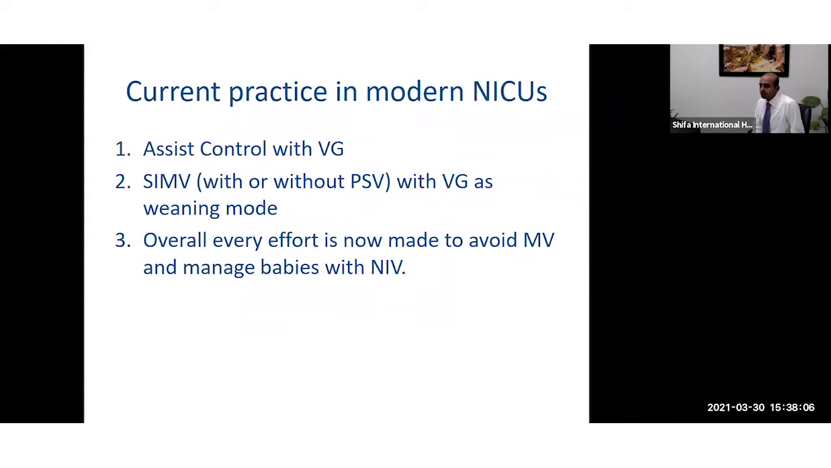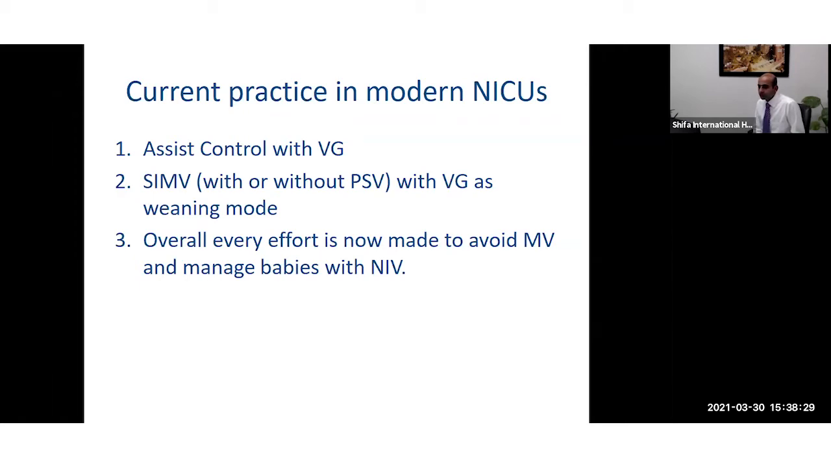What is being done now in the modern NICUs in the world? So the commonest mode, which is used in the UK and in Australia, where Terry works now as well, the first line of choice is assist control, or SIPPV or PTV on different ventilators, with volume guarantee. So that's the first line, first choice of mechanical ventilation mode.